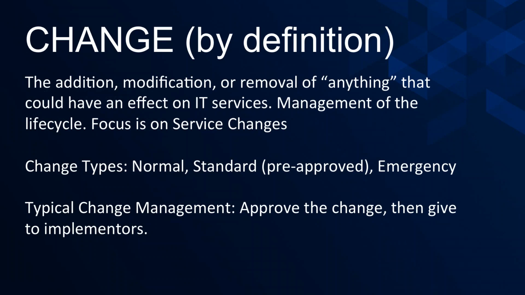Management of the life cycle of change is important. The focus here is really on service changes, not things like facility changes. There are three types of changes that everyone needs to be aware of: normal, standard, and emergency. The challenge with these definitions is that they are organization specific. You have to define what a normal change is within your organization, besides the ITIL definition. Standard, pre-approved changes also have to be defined. What is really pre-approved? It's related to risk. Low risk changes can be pre-approved, so that things can happen quickly within an organization based on the need for agility. And then what's an emergency change?